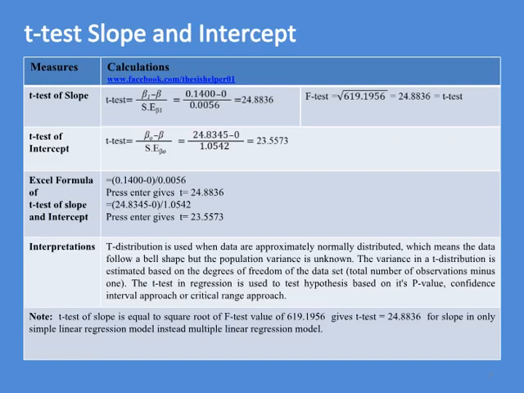Interpretations: the t-distribution is used when data are approximately normally distributed, which means the data follow a bell shape but the population variance is unknown. The variance in a t-distribution is estimated based on the degrees of freedom of the dataset, total number of observations minus 1. The t-test in regression is used to test hypotheses based on its p-value, confidence interval approach or critical range approach. Note: the t-test of slope is equal to the square root of the f-test value of 619.1956, which gives a t-test equal to 24.8836 for slope, in only the simple linear regression model instead of the multiple linear regression model.